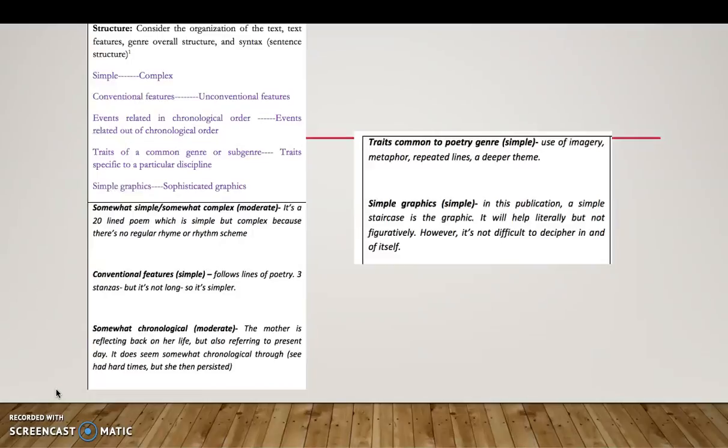When thinking about does it have traits common to poetry, we would say yes, indeed it does. Use of imagery, metaphor, repeated lines, and deeper theme. This makes it more simple in this place. Finally, you'll notice that the example that you looked at had one graphic of the staircase. In this case, we'd say this graphic itself is mostly simple. It will help the students literally understand what's being said, but possibly not figuratively. However, in and of itself, it is not difficult to decipher.